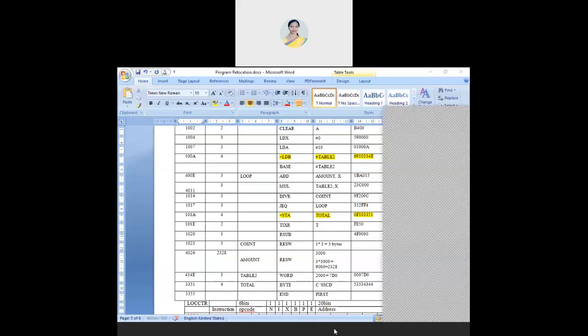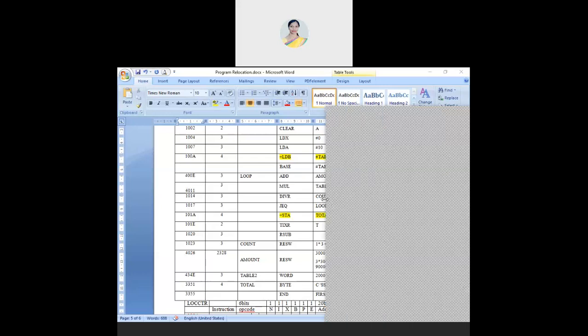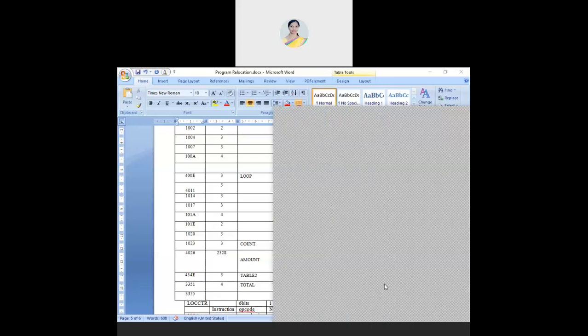Somebody is saying that the calculator is not visible. 15. Did you get 15? Yes, ma'am. 4026 minus how much? 4011. Okay, so that is 15.